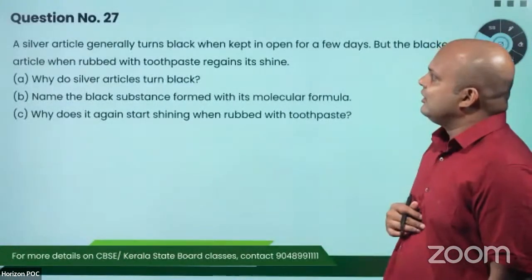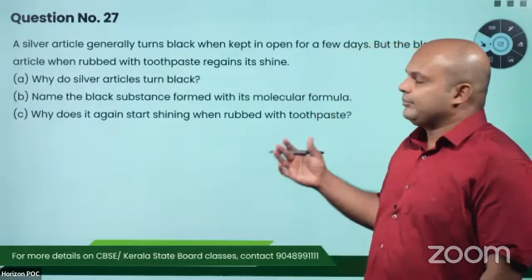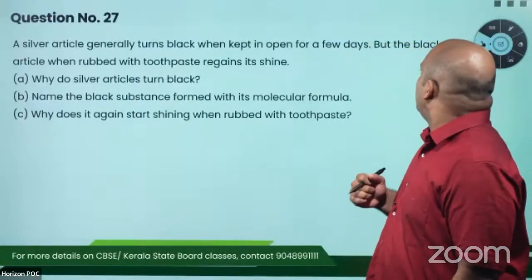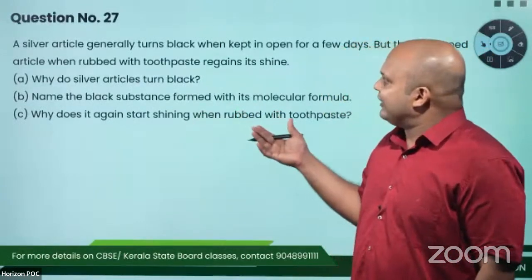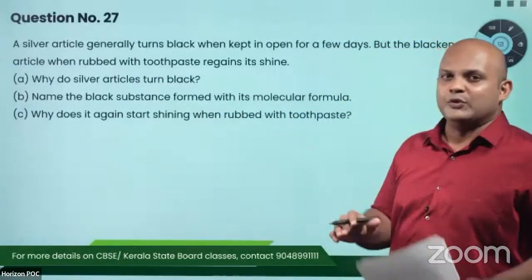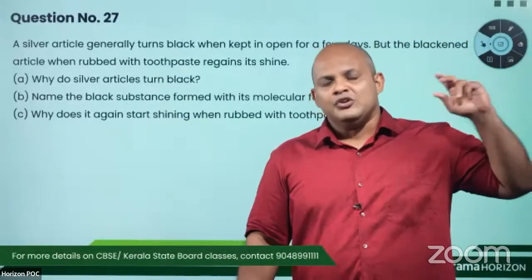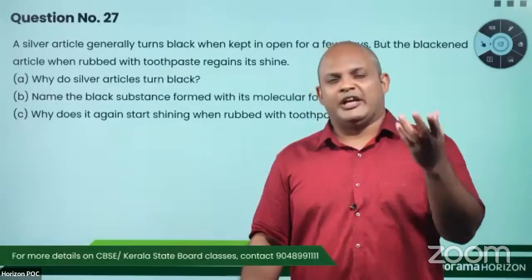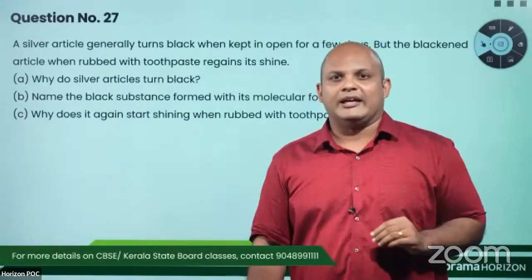So next question is, a silver article generally turns black when kept out in the open for a few days. But the blackened article, when rubbed with toothpaste, regains its shine, right? If you take a silver cup or a silver glass and you put it out in the open, you will notice that within a few weeks, the shine of that silver is gone. It turns an ugly shade of gray or black, right?